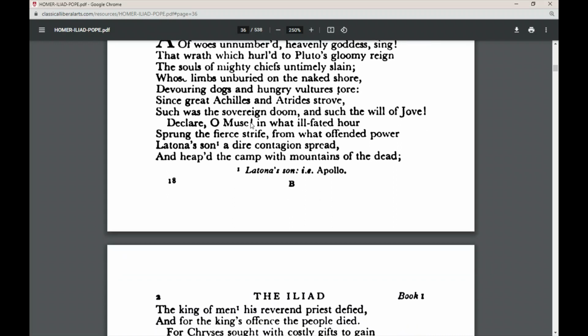Declare, O Muse, in what ill-fated hour sprung the fierce strife, from what offended power? Latona's son a dire contagion spread, and heaped the camp with mountains of the dead. Here's an example of hyperbole. There were obviously not mountains of dead bodies. That's an exaggeration for rhetorical effect. Mountains of the dead is hyperbole. We have another example here of syncope, a vowel being dropped from heaped.